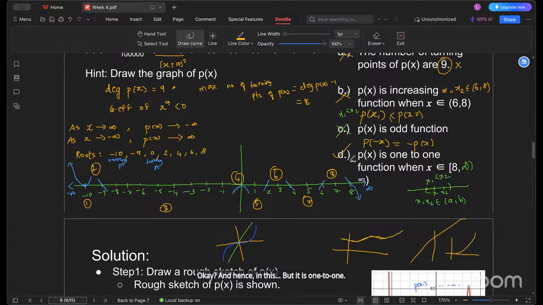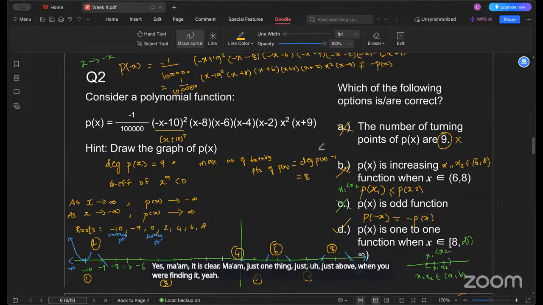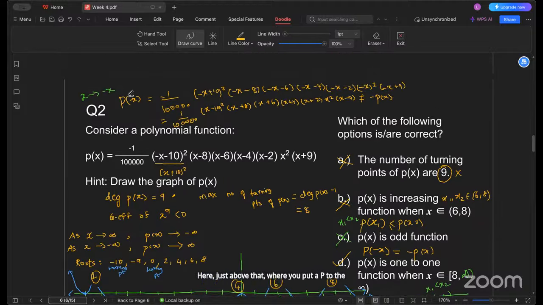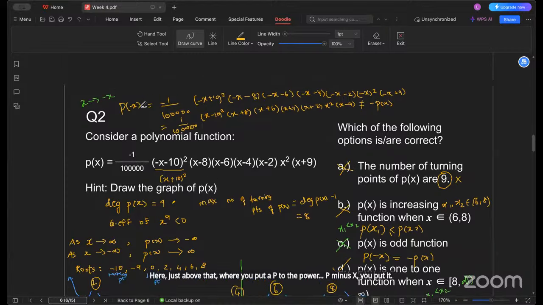Is this clear why it is one-to-one? Yes, ma'am, it is clear. Ma'am, just one thing, just above that, where you put p to the power p minus x. What did you explain from this, ma'am? So P of minus x is not equal to minus P of x. That means it's not an odd function. Okay.